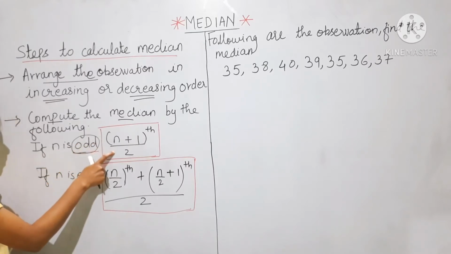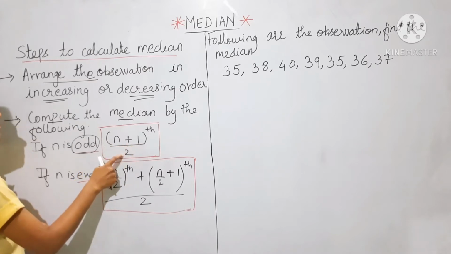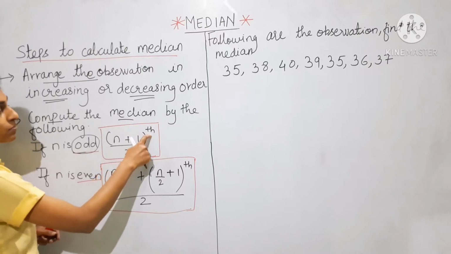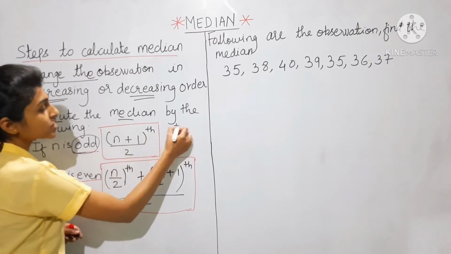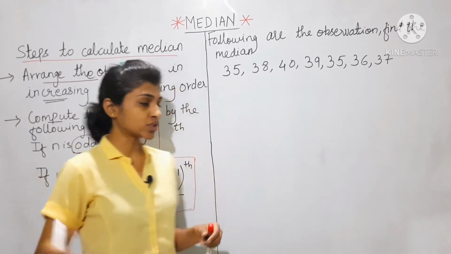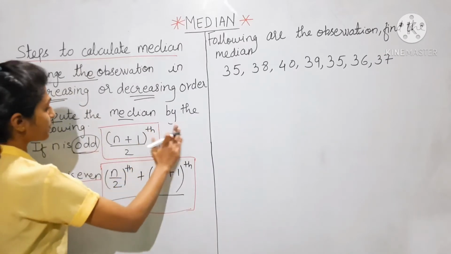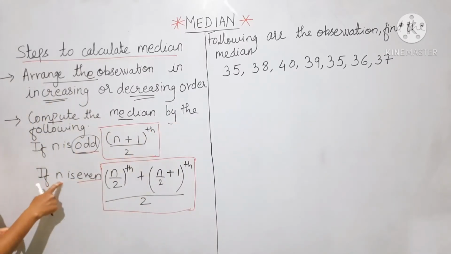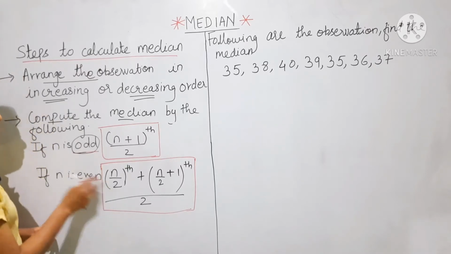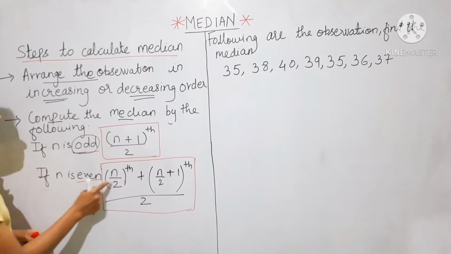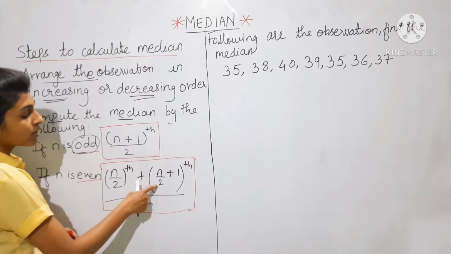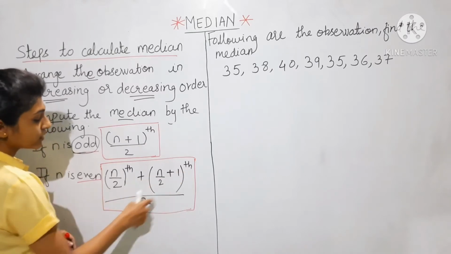If it is an odd number, you are going to use this formula: (n plus 1) divided by 2, th. What does th mean? Th is like the 4th observation, 5th observation, 3rd observation; it means that term. And if n is an even number, the formula to find the median is (n divided by 2)th plus (n upon 2 plus 1)th, divided by 2.